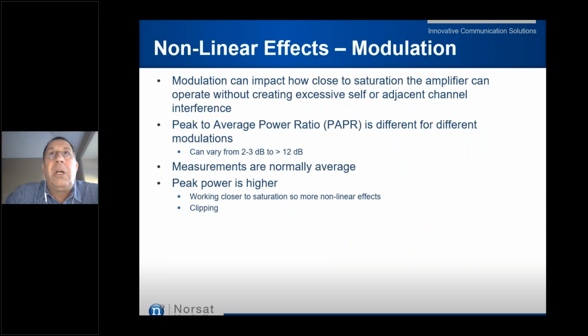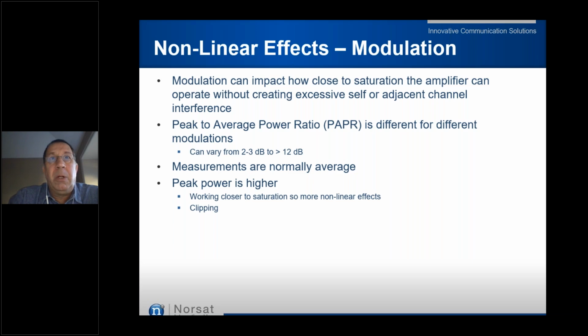So one other thing we'll talk about is modulation. Modulation can impact how close to saturation the amplifier can operate. The key thing to remember is that most modulations are not constant power. They have an average power, and that's usually what we measure when we're setting up amplifiers. But it's important to know that most or all modulations have what's called a peak to average power ratio, and it's different for different modulations.